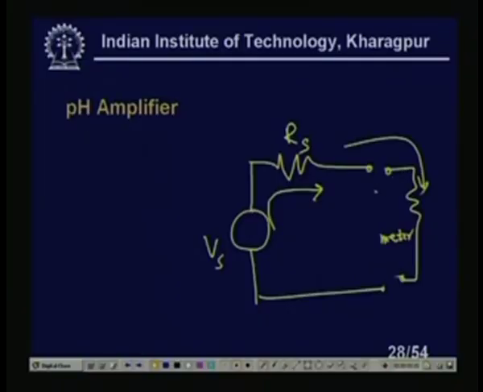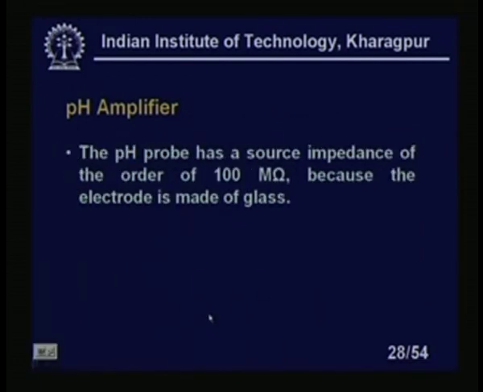That means, looking from this terminal, the impedance the meter or the amplifier will offer should be extremely high, at least 100 times higher than the source impedance of the pH probe. Clear? So, let us look at the details.